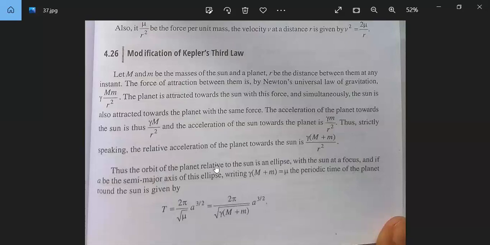Thus, the orbit of the planet relative to the sun is an ellipse with the sun at a focus, and if small a be the semi-major axis of this ellipse, we write gamma into capital M plus small m is equal to mu. The periodic time of the planet around the sun will be given by capital T is equal to 2 pi by root mu a power 3 by 2, और 2 pi by under root mu की वैल्यू रखिए gamma into capital M plus small m into a power 3 by 2.